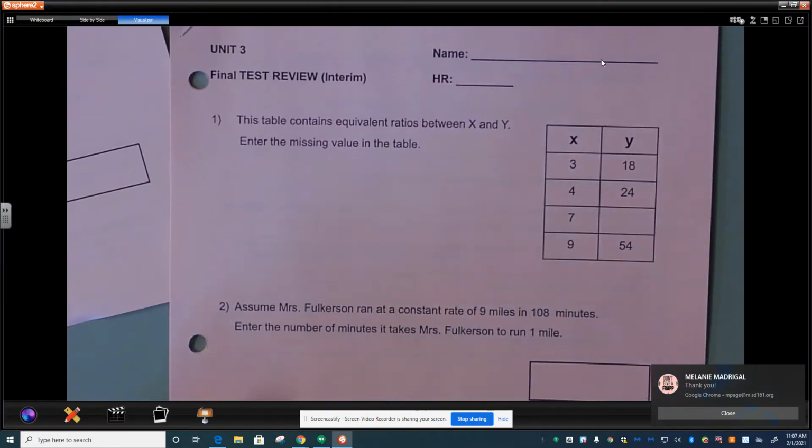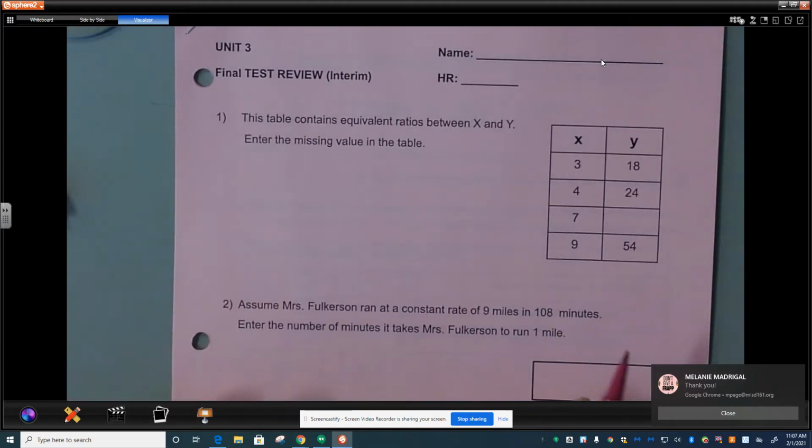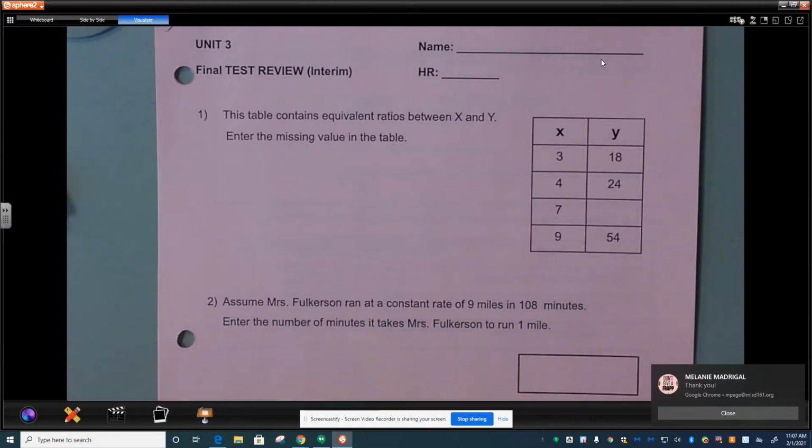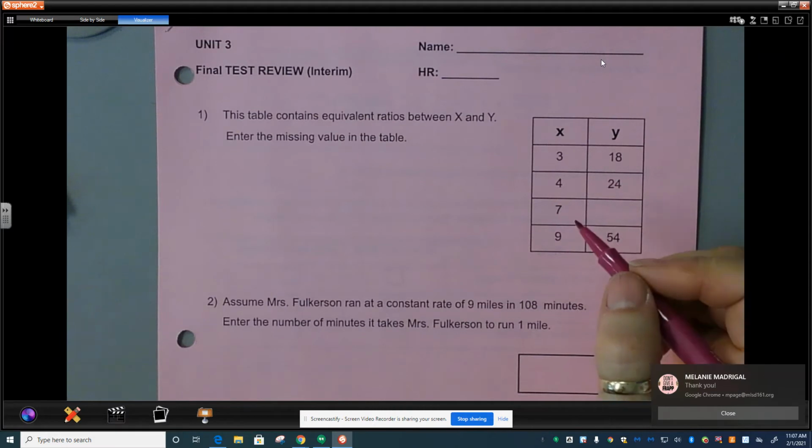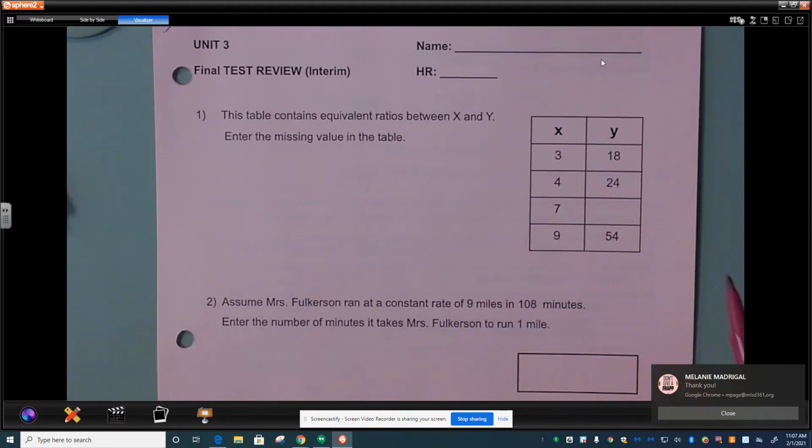Okay, this is your final test review for ratios, percents, and unit rates. It's really important that you go through and understand, because everything that's on here will be on the interim assessment.